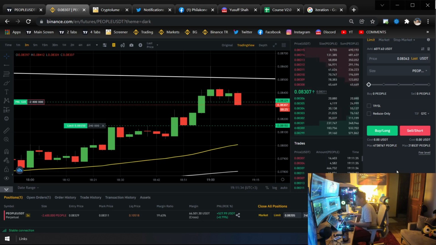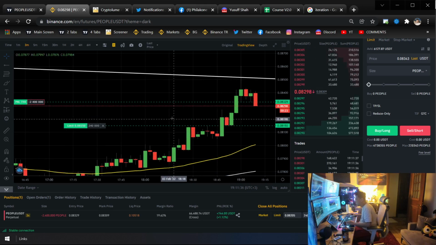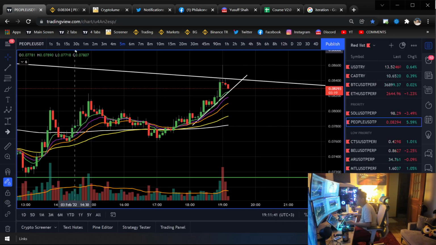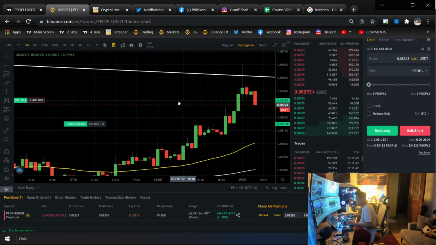So right now we're up $600 so far. There's probably going to be a drop to the downside, a really violent drop too, I'm thinking. It's working out really nice so far.